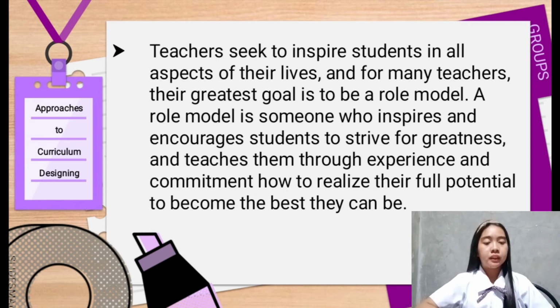In conclusion, teachers seek to inspire students in all aspects of their lives. And for many teachers, their greatest goal is to be a role model. A role model is someone who inspires and encourages students to strive for greatness and teaches them through experience and commitment how to realize their full potential to become the best that they can be. Teachers can inspire an interested student to become engrossed in learning. They can motivate them to participate and focus, and even bring introverted students out of their shells.